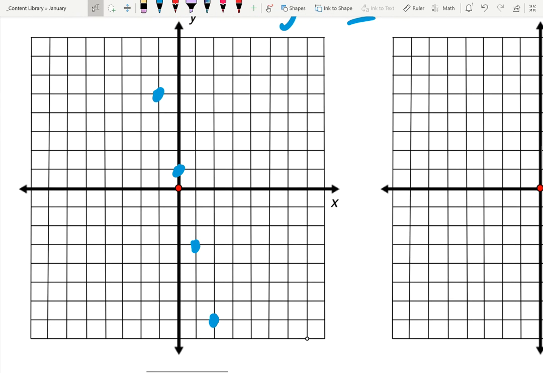That's a straight line. So we're going to connect these all together. There you go. This is a line with a y-intercept at 1 and a slope of -4 over 1 because it's going down 4 and right 1.